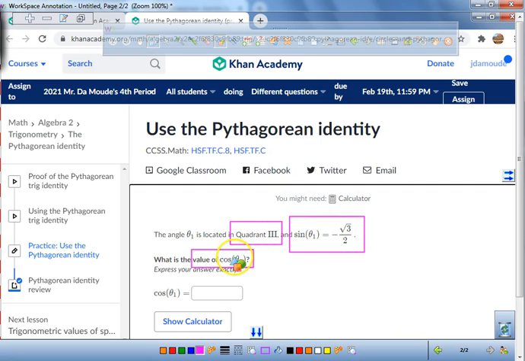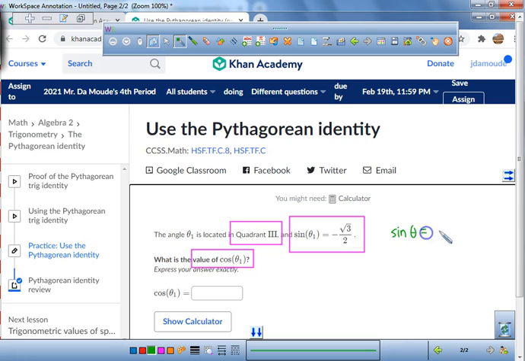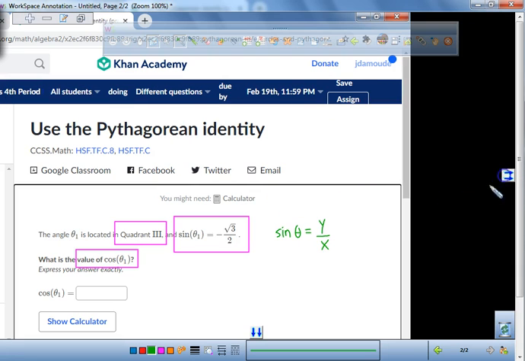We have the sine, and we're looking for the value of cosine. So please write those down. All right, let's take a look at this right now. Just remember, the sine of theta, everybody, is always the y value over the x value. So what I'd like you to do, when you're starting this problem, is write down what is x equal to, what is y equal to, and what is r equal to.